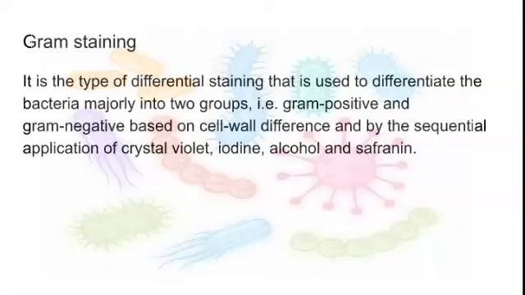What is gram staining? It is a type of differential staining that is used to differentiate the majority of bacterial groups. So we know that bacteria are classified as gram positive and gram negative based on the cell wall difference. We have studied in the previous video what is gram positive and what is gram negative bacteria. So they both have different kinds of cell wall. So because of this, when we apply the sequence of crystal violet, iodine and safranin, what happens? Two different types of staining happen in gram positive and gram negative.